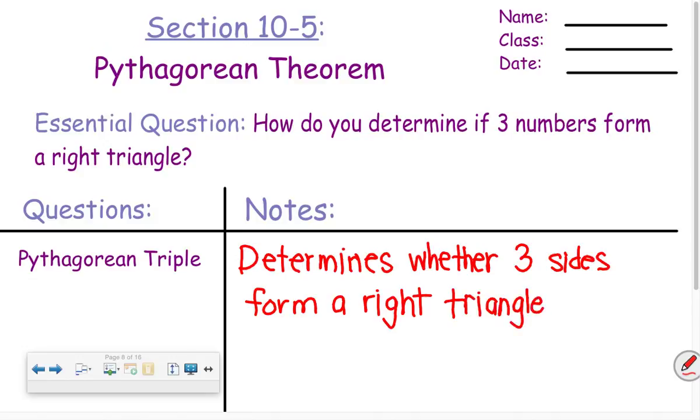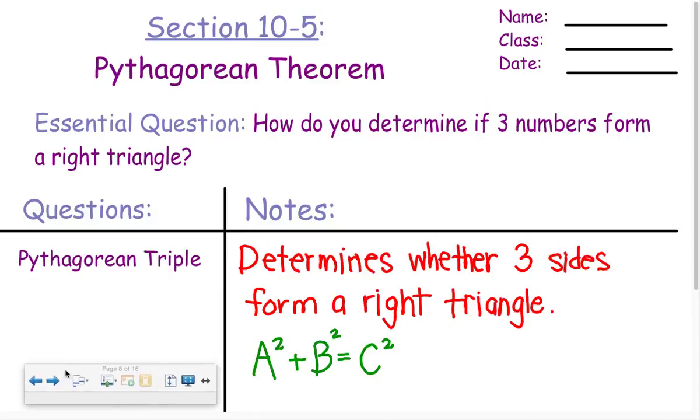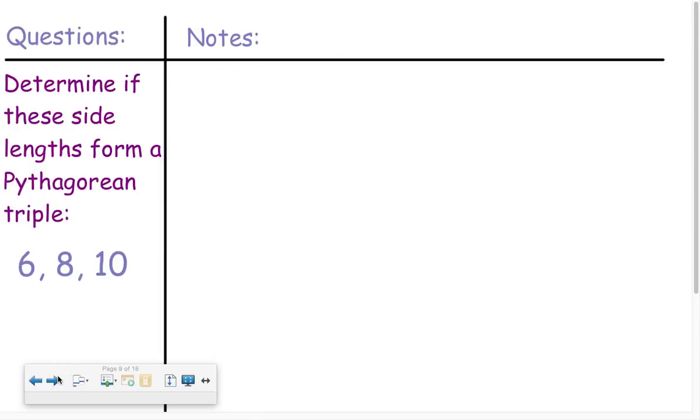In order for the three sides to form a right triangle, a squared, the side length for A, plus b squared, the side length for B, must equal c squared. If a squared plus b squared is equal to c squared, then you have formed a right triangle. So in this lesson, we're given three side lengths, and we have to see if those three sides make a right triangle or not. So determine if these side lengths form a Pythagorean triple.